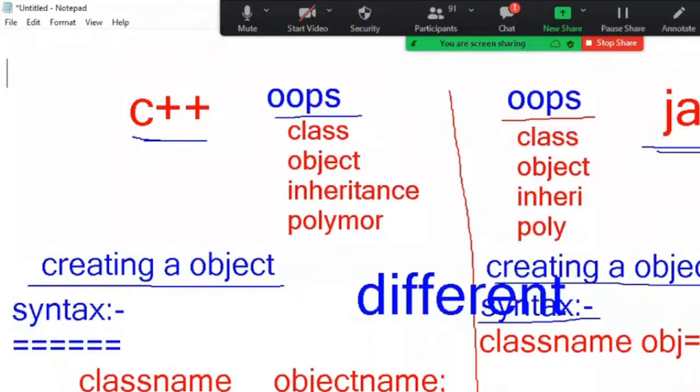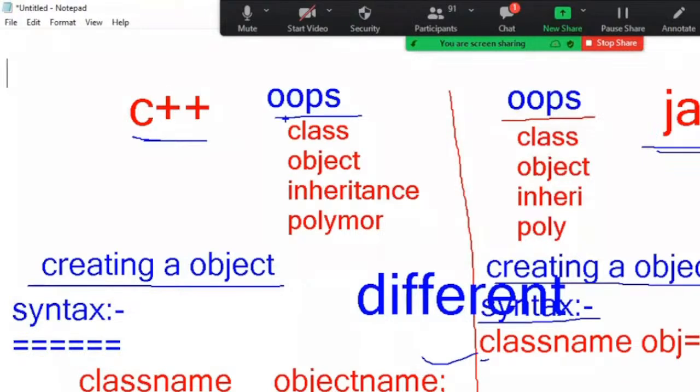And now here, in Java, what is the function? System.out.println, something is there or not? Yes, here. That's why it is syntactically different. So functions are also totally different in these two object-oriented languages.